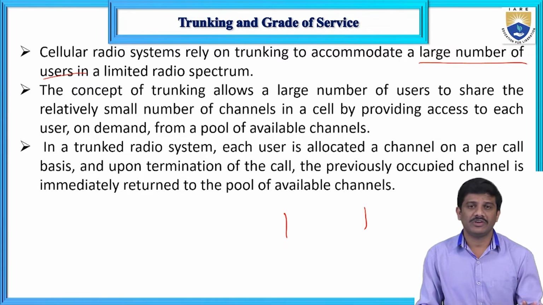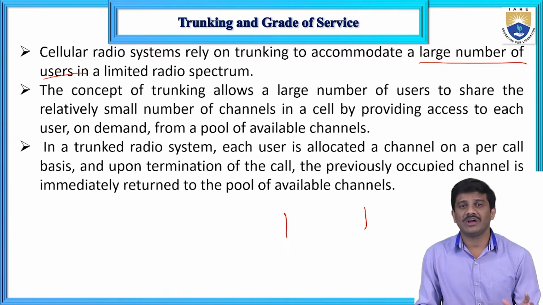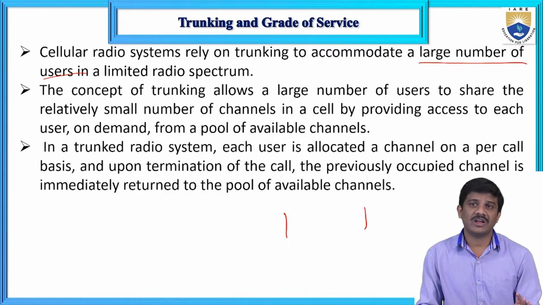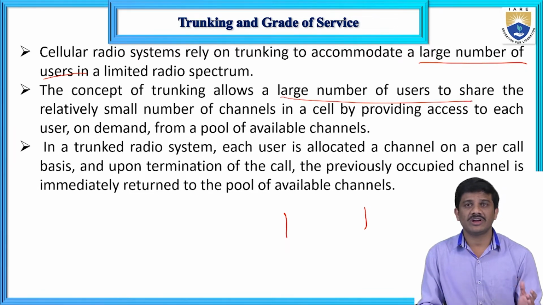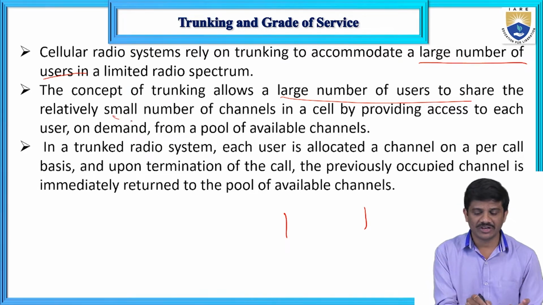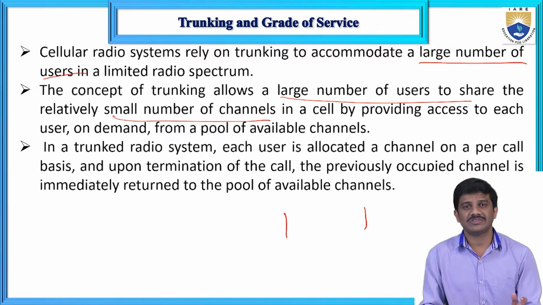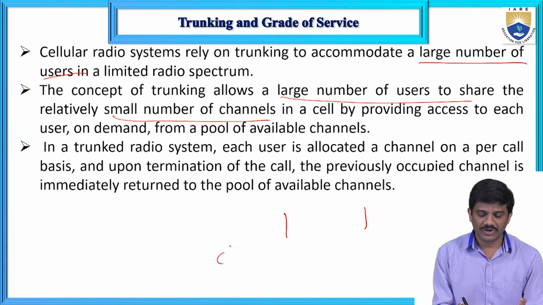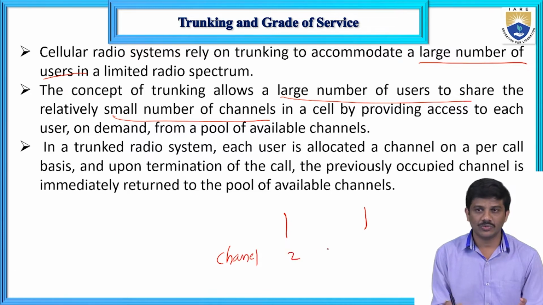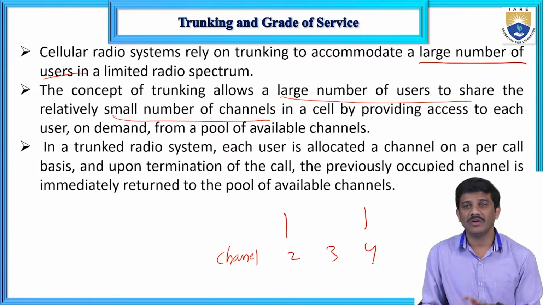For example, in one particular geographical area there is less capacity. We are fixed with some radio frequency, but users are very few. Then we can use the same frequency and also accommodate a large number of users in that particular spectrum. This concept of trunking allows a large number of users to share a small number of channels. What is a channel? In the previous class, we discussed the channel. For example, we have channel 1, 2, 3, 4. Here I have taken 4 channels.